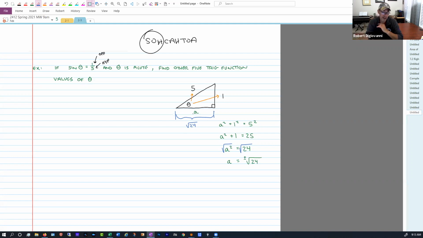Okay, and then once we have that, we have all the sides. And once we have all the sides, we can figure out all the trig functions. So let's just run through this. We know that sine theta, we know that that was 1/5. Okay, cosine theta should be the adjacent over the hypotenuse.